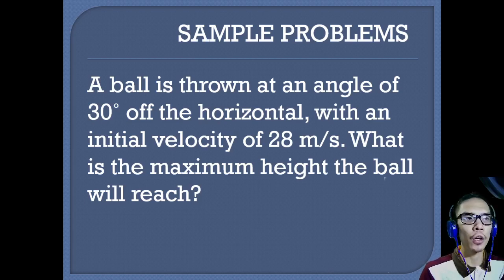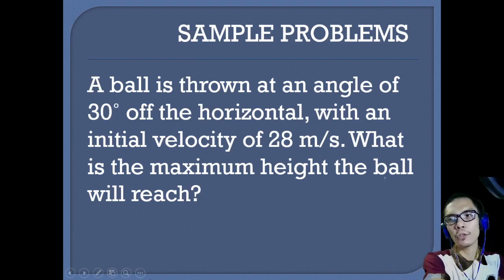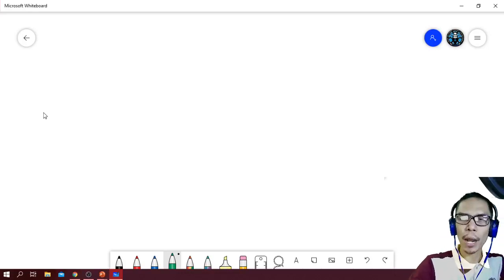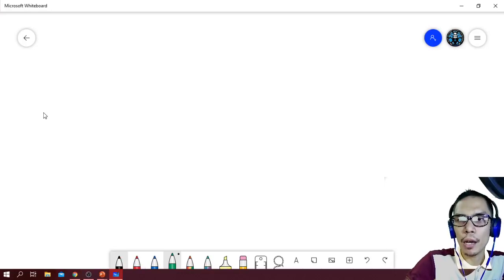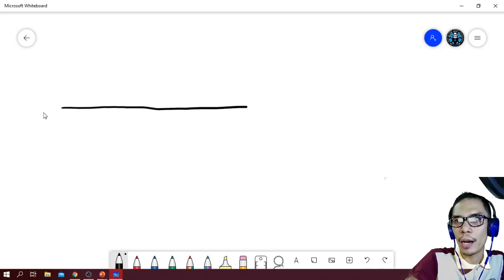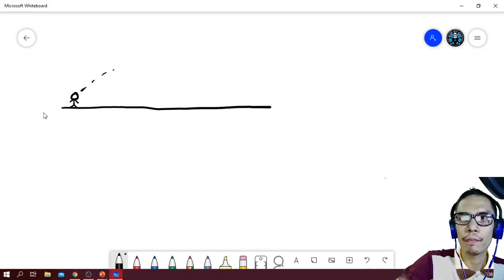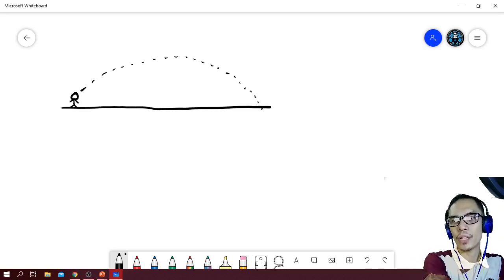Again, before you start any problem, you should draw a picture first, because this problem looks vague if you don't draw a picture for that. So let's go to our handy dandy whiteboard. As the problem says, there's no cliff that is involved. So this is a level place. The object was thrown at a certain angle at the level place. Then the object traveled in a trajectory path like this.